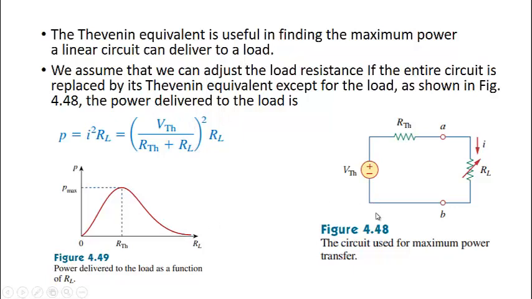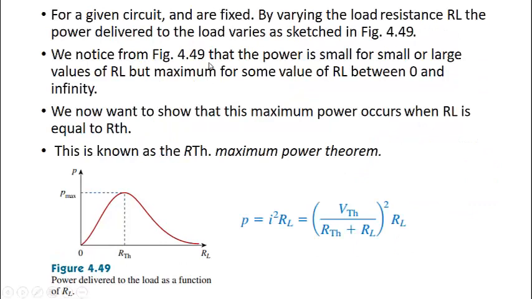That means in between RL equal to 0 and RL equal to infinity, because it started from 0 and again comes to 0, there must be some maximum in between these two, and we need to find out this value of RL where maximum power is transferred to the load. So how can this be done? We notice that the power is small for small and large values of RL, but maximum for some value of RL between 0 and infinity. I have just discussed it.